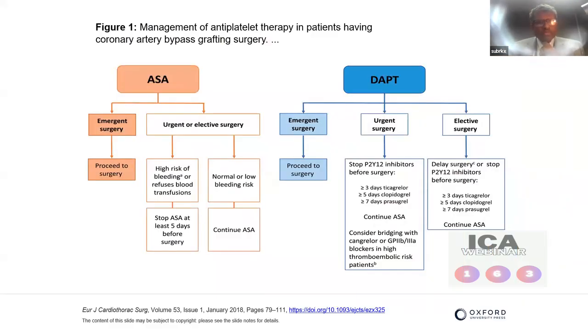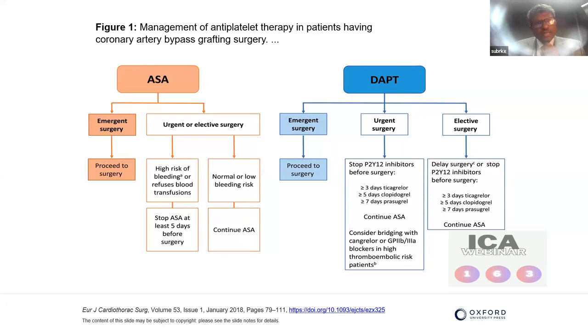So if you have a patient taking antiplatelet therapy, aspirin can be safely continued if the patient has to undergo elective surgery. But if the patient has to undergo elective surgery with Plavix, that's not good. So you should stop P2Y12 inhibitors before surgery. So there are two things.